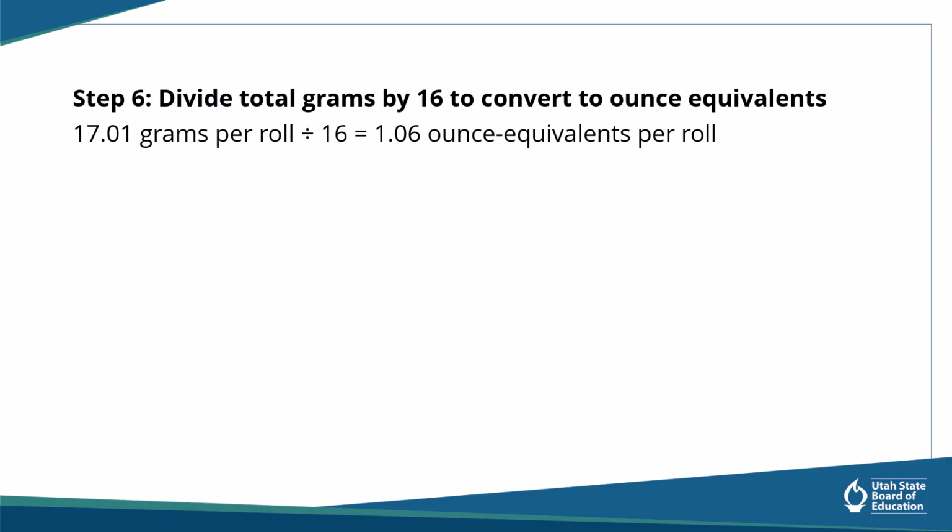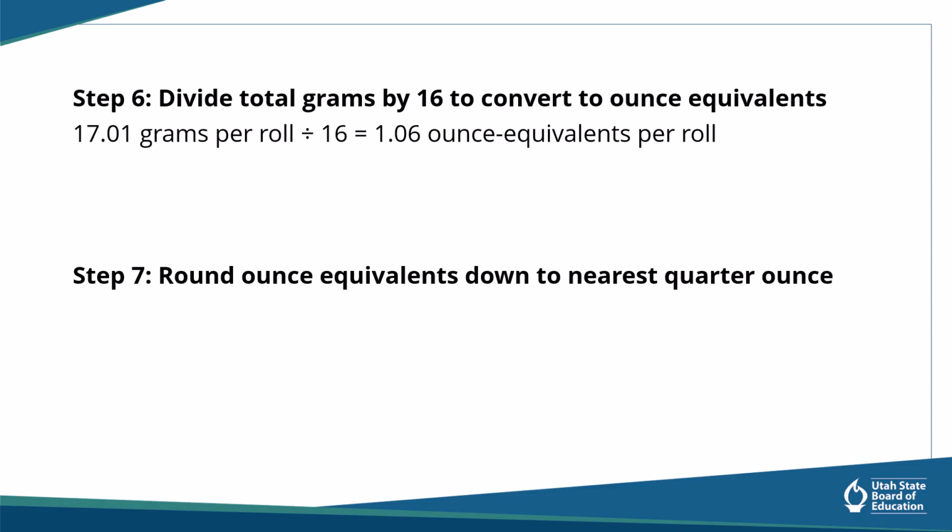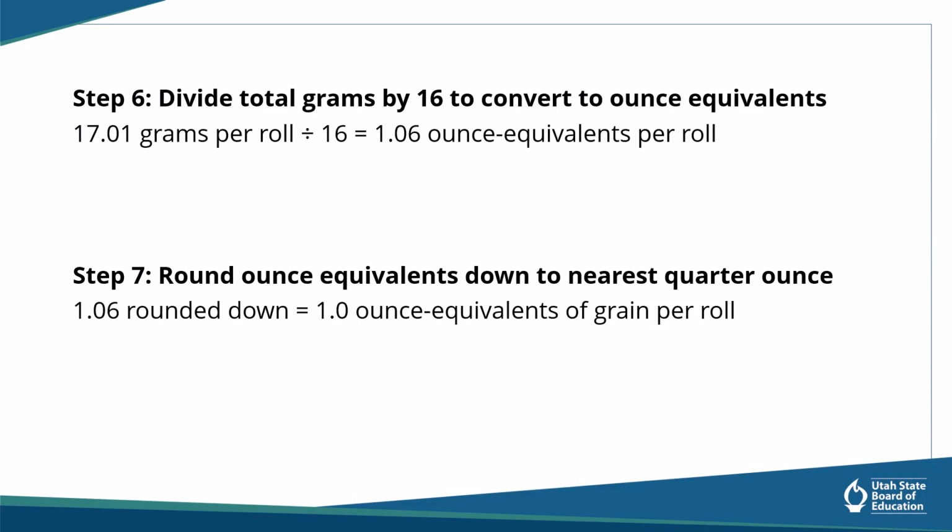17.01 divided by 16 equals 1.06. Step 7, and of course we always round down to the nearest quarter ounce. 1.06 rounds down to 1, so each dinner roll contains 1 ounce equivalent of grain.